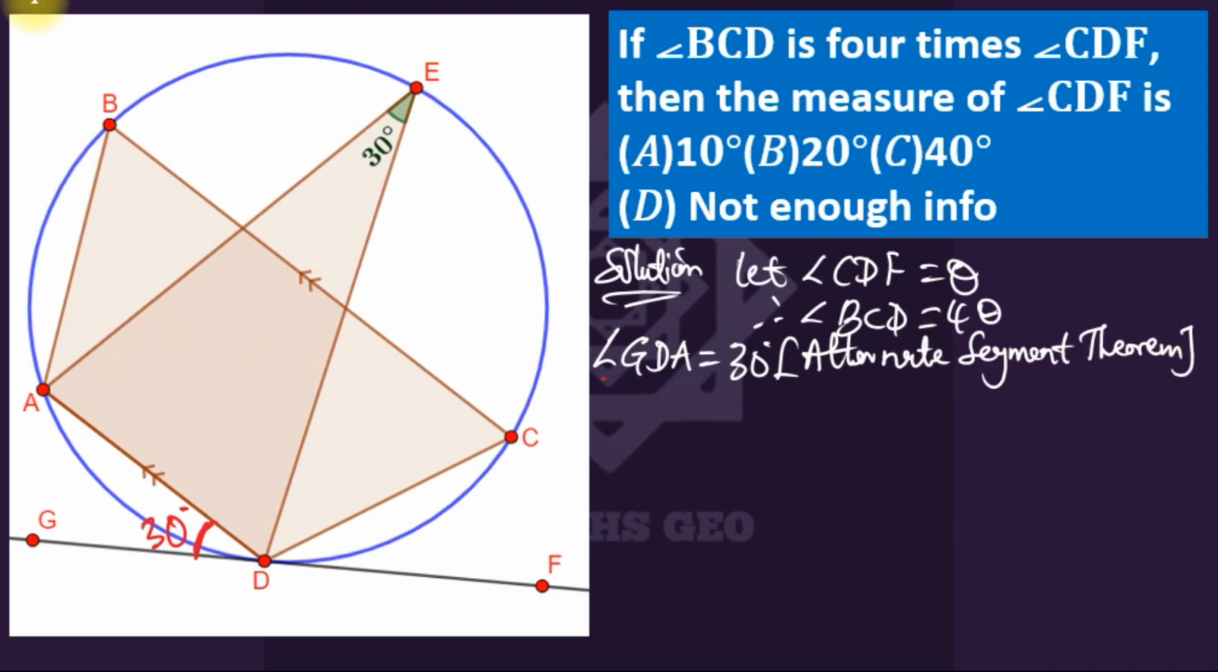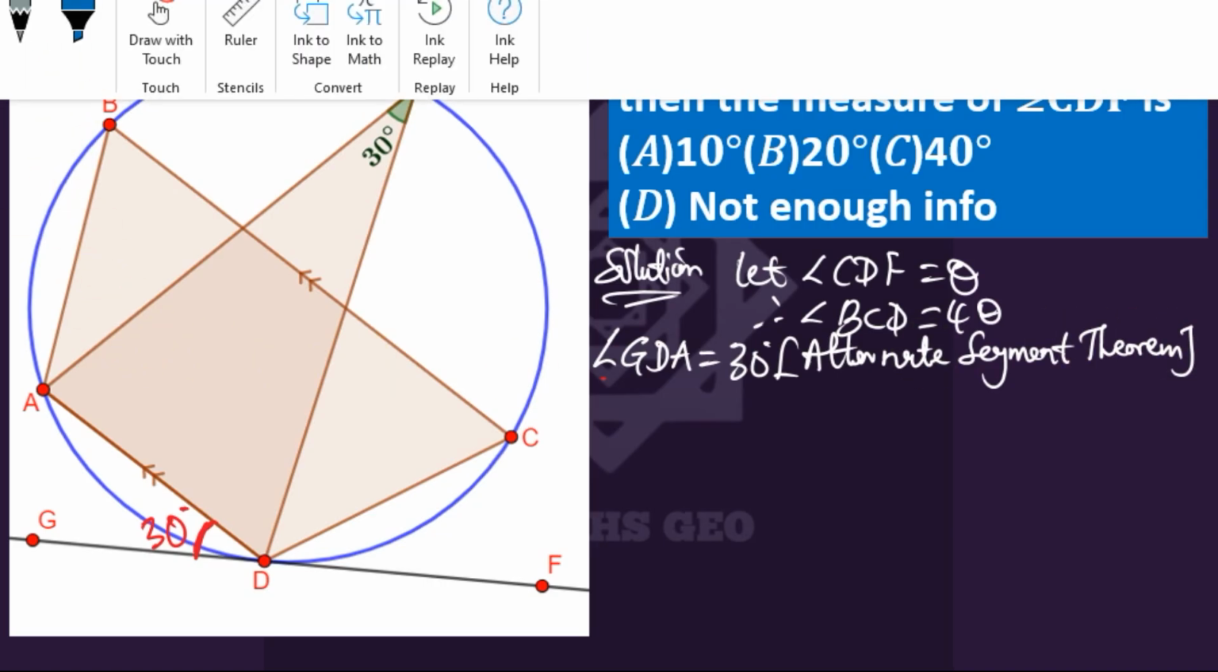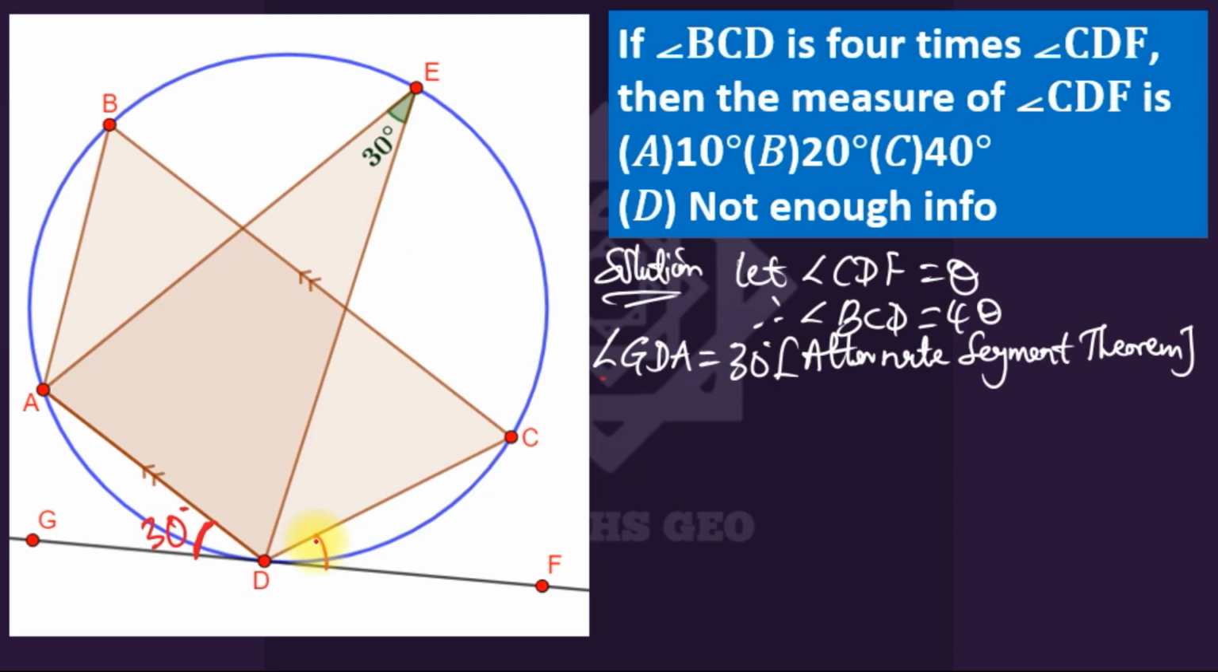Let's go back to the diagram, and we called CDF to be theta. CDF is theta. And BCD will be 4 theta, as stated in the equation. Since GF is a straight line, once I get this angle, we can get theta. And how do you get this?